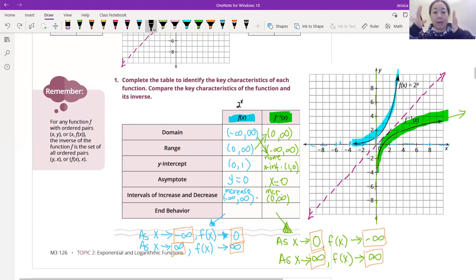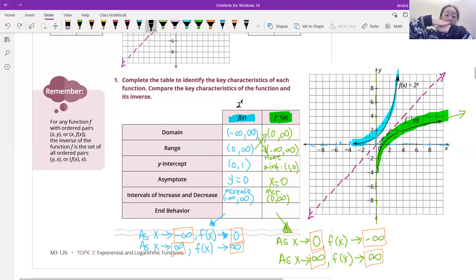Remember, interval talks about our x. So this should be very similar to our domain here. Do you see? And so there's that, always increasing. And then for our end behavior, as x approaches negative infinity, so we go more and more left, what is y approaching? It's like it's coming down like an airplane.